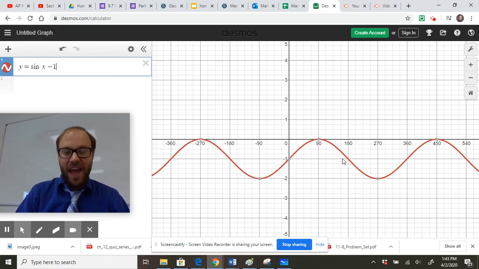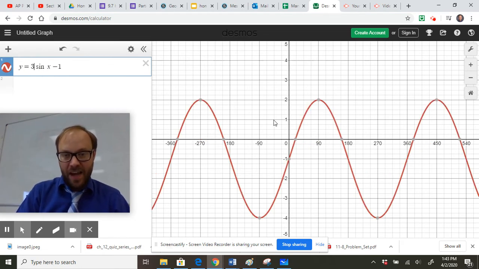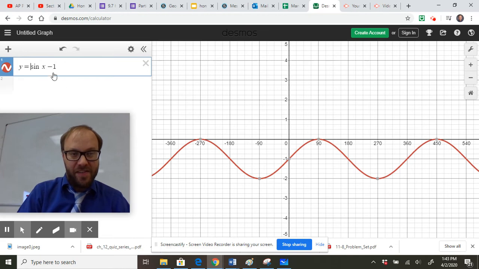So adding or subtracting a value to the sine or cosine function should just shift it up or down that amount. And if I did something like 3 sine of x - 1, notice it's still shifted down 1 unit. The midline would be right here at -1, but notice now it goes 3 units above -1, and it's going 3 units below -1. So we see an amplitude of 3, and we see it's been shifted down 1.